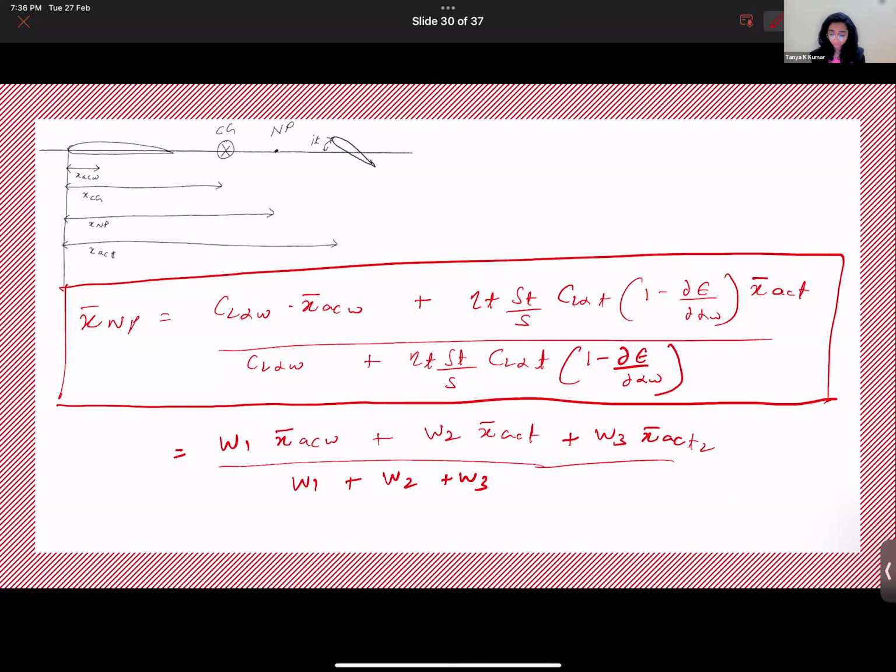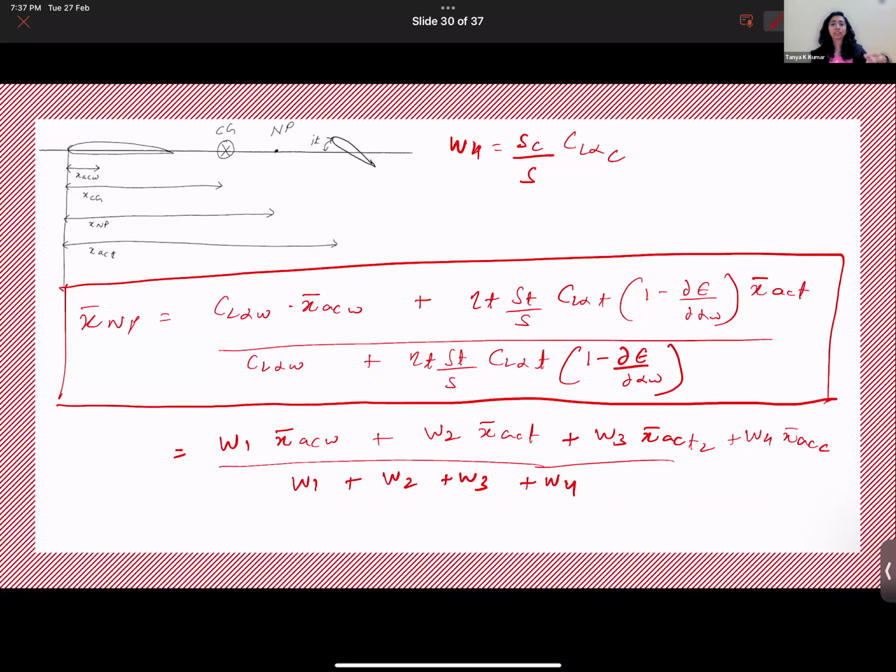And if I add a canard, it will be W4 x bar AC canard plus W4. In this case, W4 would be, so eta tail will not be there for the canard because it's ahead of the surface. So it will be area of the canard by area of the wing, CL alpha of the canard. And this downwash component will not be present in the case of canard. So this will be the weight 4, right?